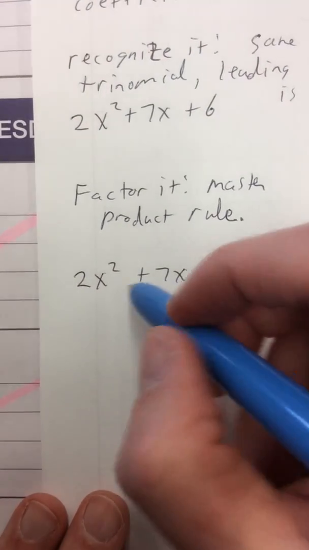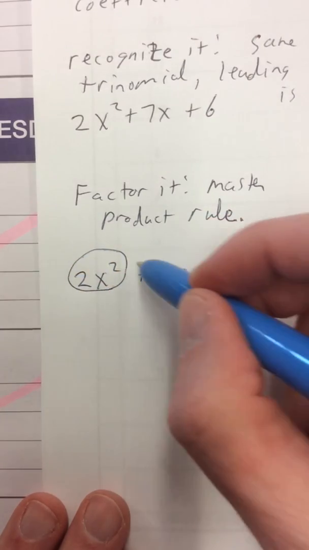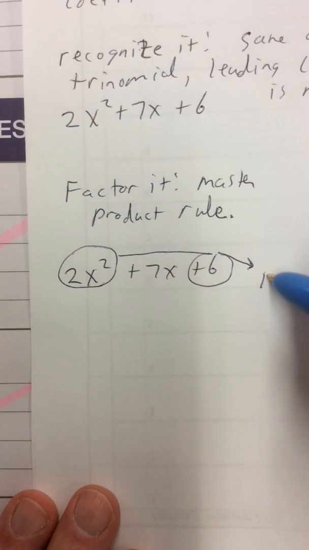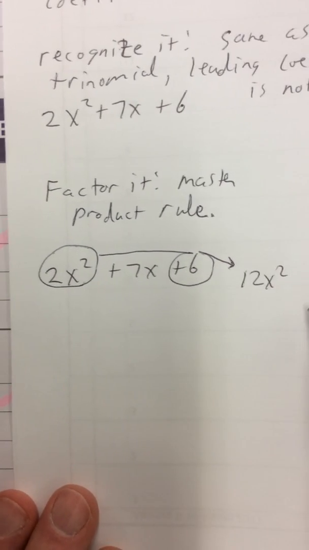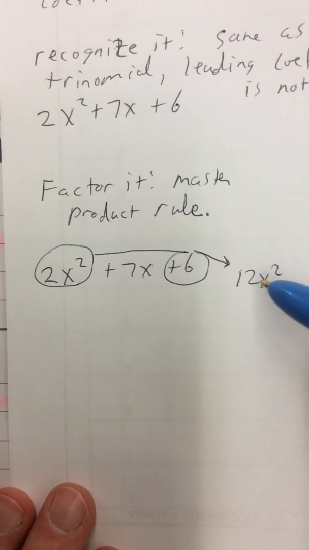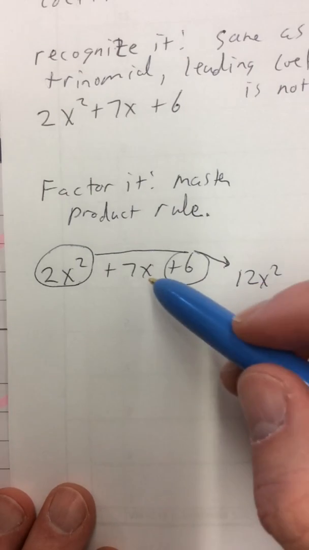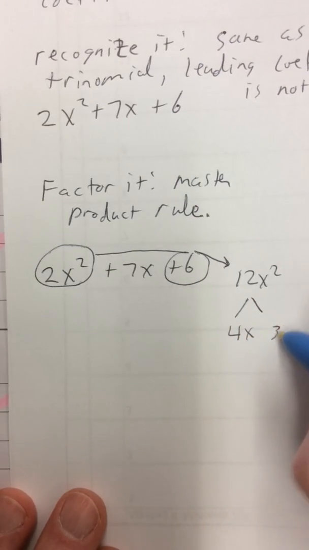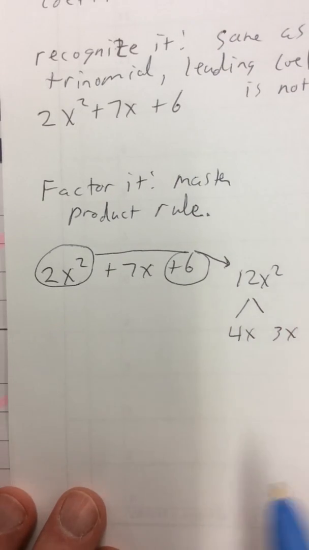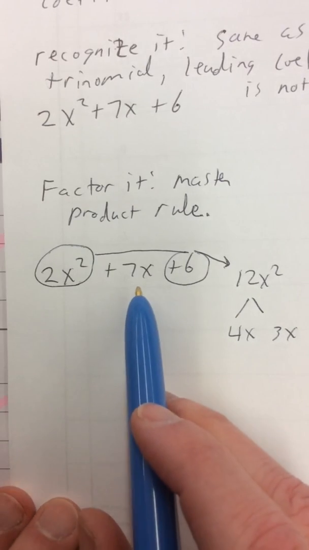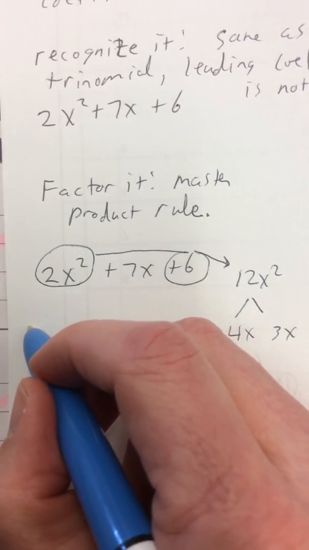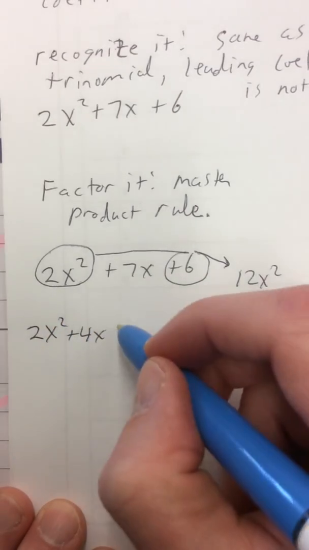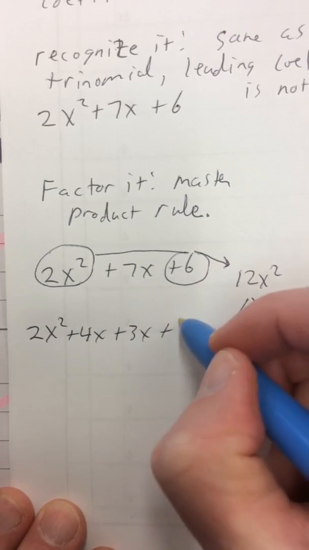So the master product rule starts off by taking the first term, multiplying it by the last term, and we end up with 12x squared. And then we ask ourselves the two-part question that we did before. What two things multiply to make 12x squared, add to make 7x, and those two things are 4x and 3x. Hopefully this is all coming back to you. And then we take the 4x and the 3x and we replace the 7x with those, and we write a new quadratic, 2x squared plus 4x plus 3x plus 6.